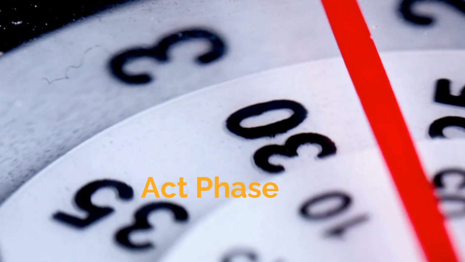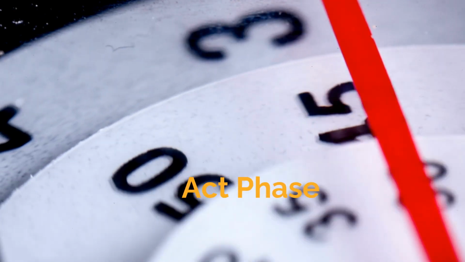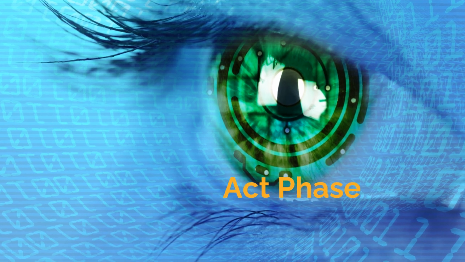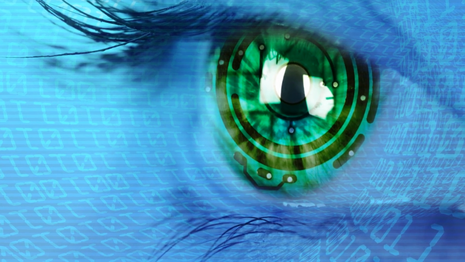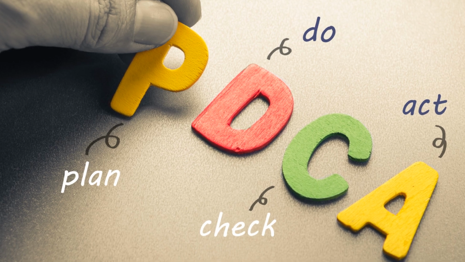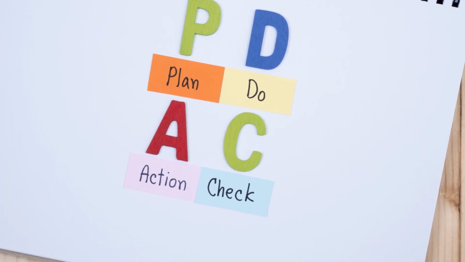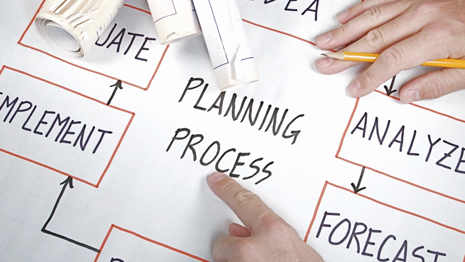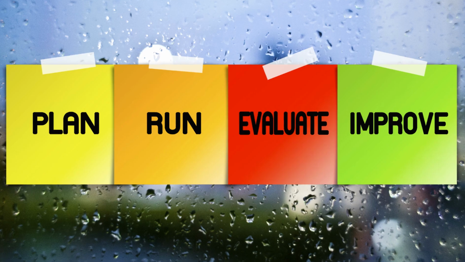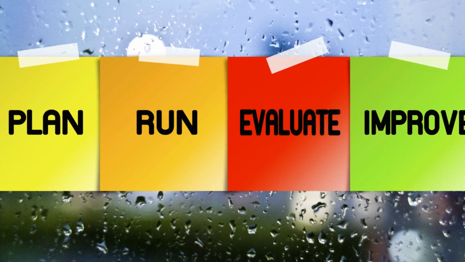Finally, we have act. Based on the evaluation, you take action to improve the process or standardize the successful elements. The cycle then repeats, fostering continuous improvement. To summarize, the PDCA cycle consists of 4 phases: plan, do, check, and act.